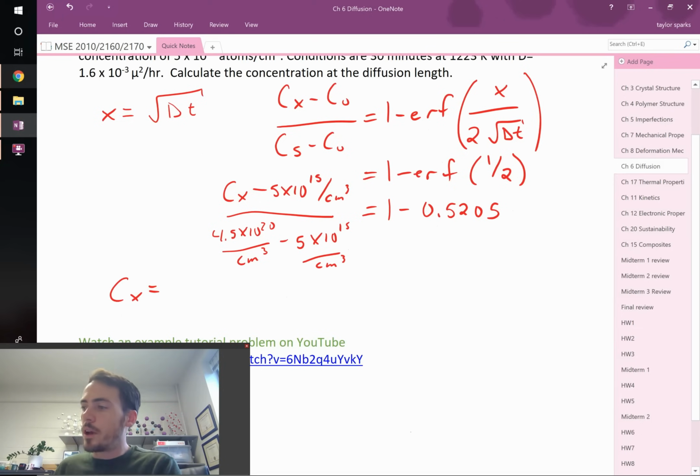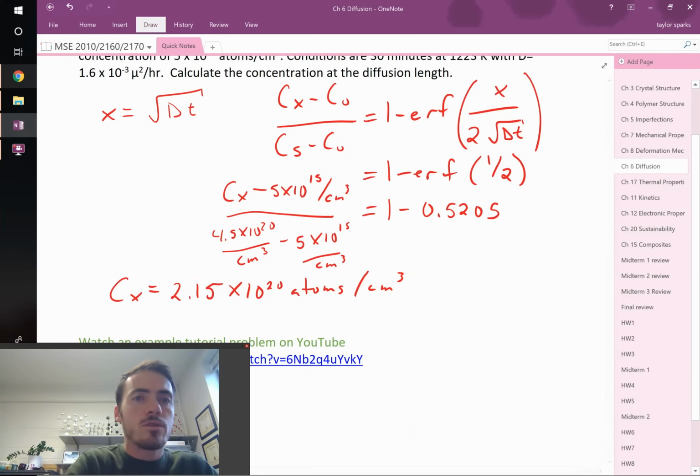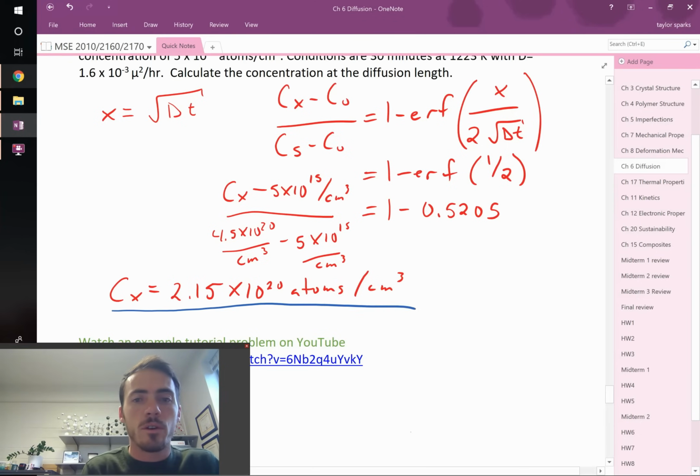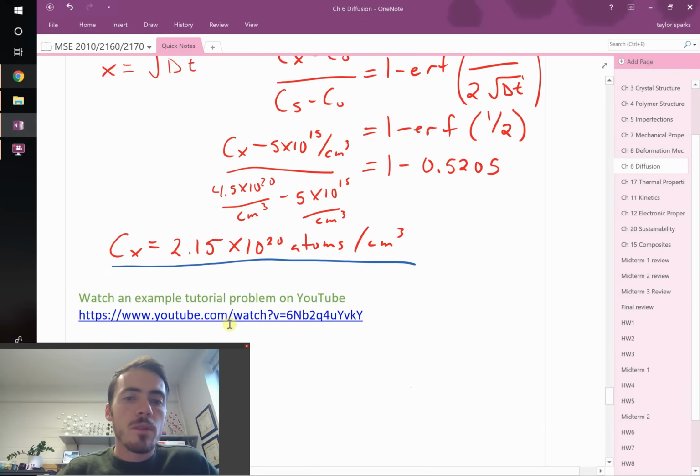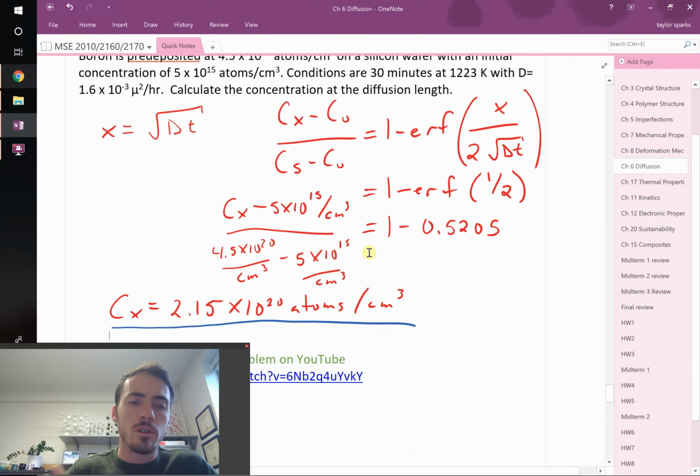When I solve for Cx, I find that it's equal to 2.15 times 10 to the 20th atoms per centimeter cubed. Okay? So this is a pretty straightforward question. This was a little bit easier than some because we didn't have to deal with the error function stuff. But there's a great problem on YouTube where we do work through using the actual value of the error function, where you have to do the linear interpolation and all that jazz.